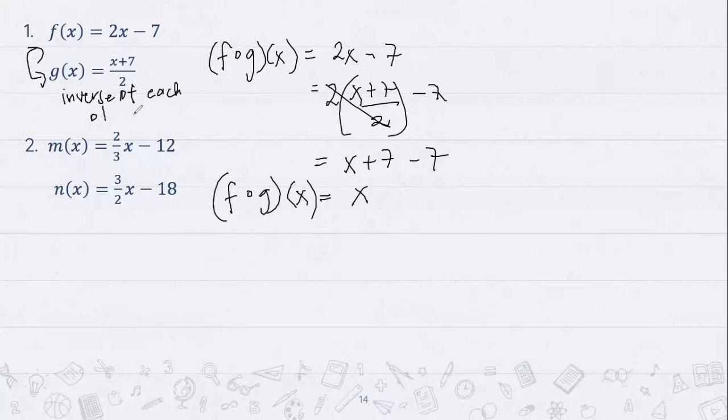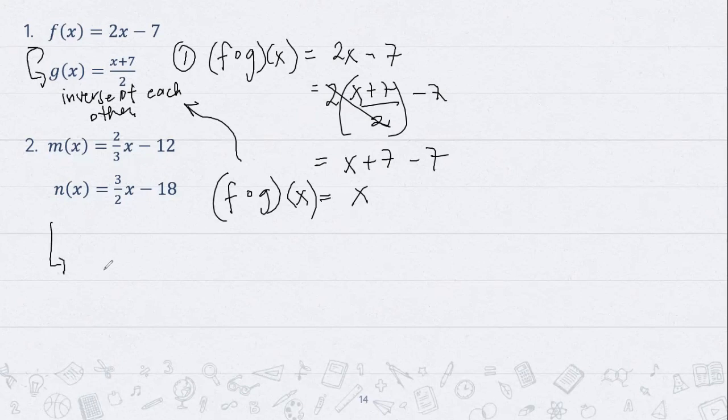Actually, kahit di nyo na ilagay, ipakita nyo lang siya na inverse or not. Basta pag x, lagyan nyo ng meaning. Kasi pag x lang, ano ibig sabihin? Ibig sabihin, the two functions are inverse of each other. Kapag hindi, since it's not equal to x, therefore they are not inverse of each other.